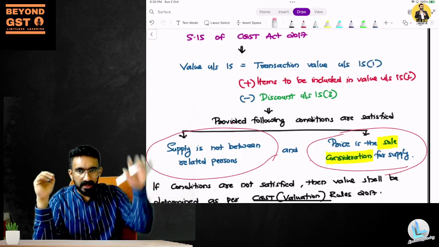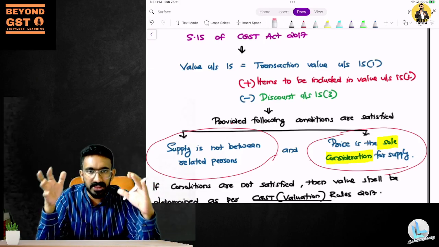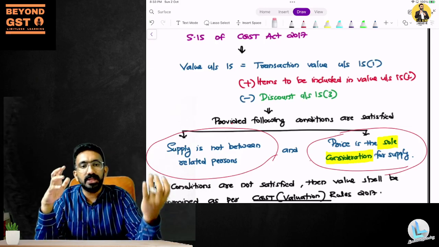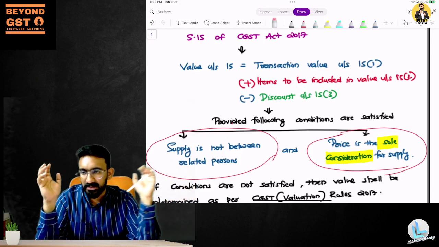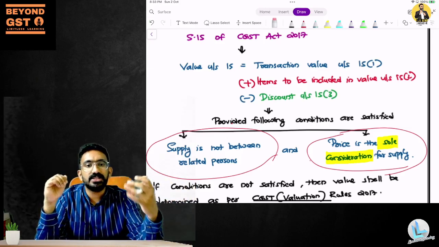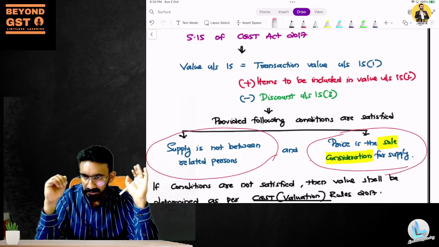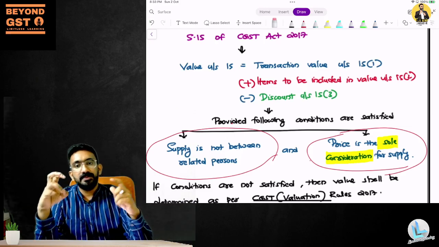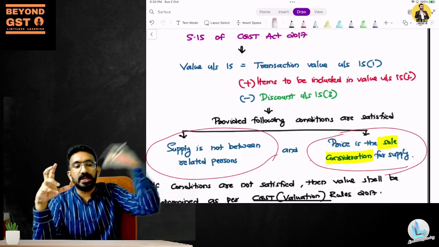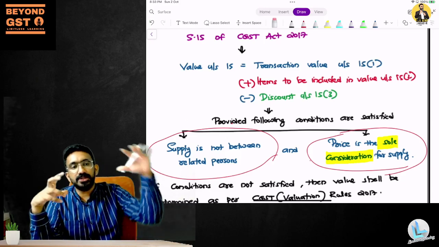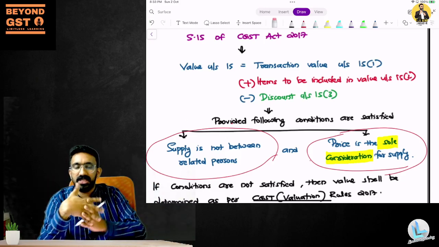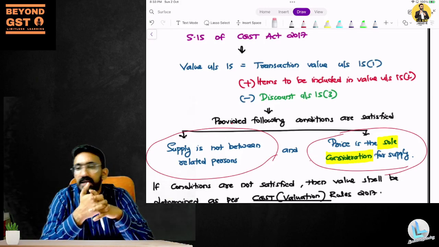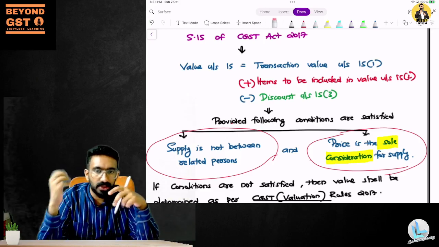So to quickly recap once again, value under section 15 is nothing but transaction value under section 15.1 plus items to be included in 15.2. They have listed a set of items to be included, minus discount under section 15 subsection 3. So this is the net in which you will compute the value. This is the value on top of which you will compute GST. Generally, valuation questions are not clubbed with ITC. They generally ask you to compute the net taxable value. Not everything would be included in taxable value. So that's the computation that you will have to do.